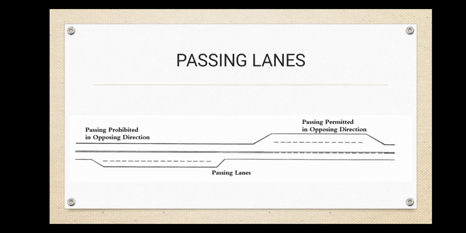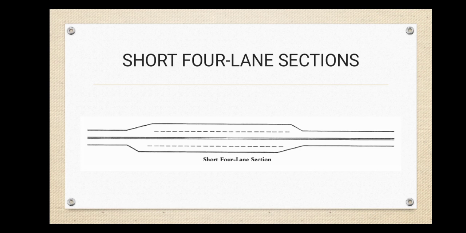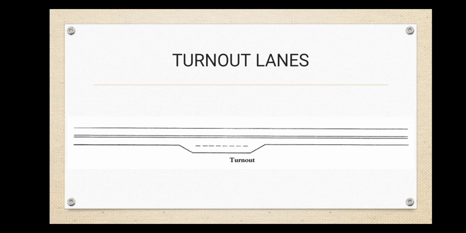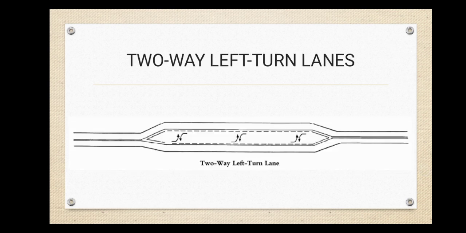So these are: first, passing lanes; second, short four-lane sections; third, the use of paved shoulders; fourth, turnout lanes for slower moving traffic, especially on upgrades; and lastly, two-way left turn lanes. These options were evaluated for 138 treated sites, and crash data were compared with standard two-lane sections. The results of these are valid for high volume conditions.